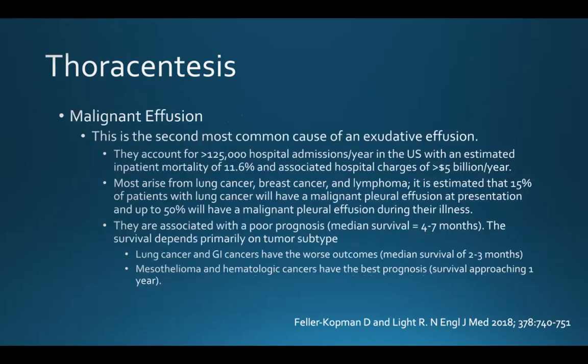Malignant effusions are the second most common cause of an exudative effusion. They account for more than 125,000 hospital admissions per year in the United States, with an estimated inpatient mortality of 11.6% and associated hospital charges of more than $5 billion per year. Most arise from lung cancer, breast cancer, and lymphoma, and they are associated with a poor prognosis. The median survival is 4 to 7 months, and survival does depend primarily on the tumor subtype. So lung cancer and GI cancers have the worst outcome. Mesothelioma and hematologic cancers have the best prognosis.